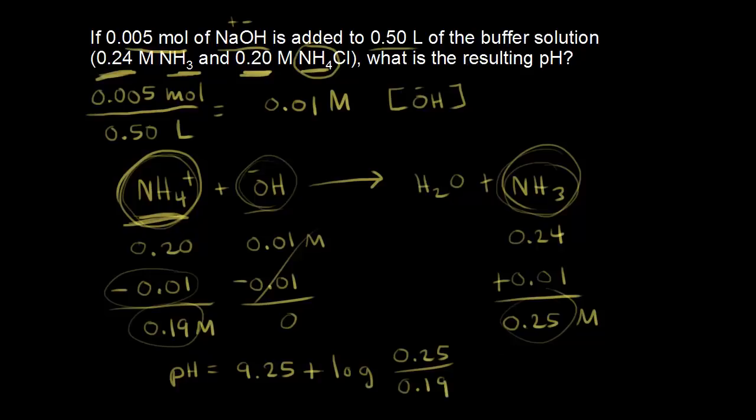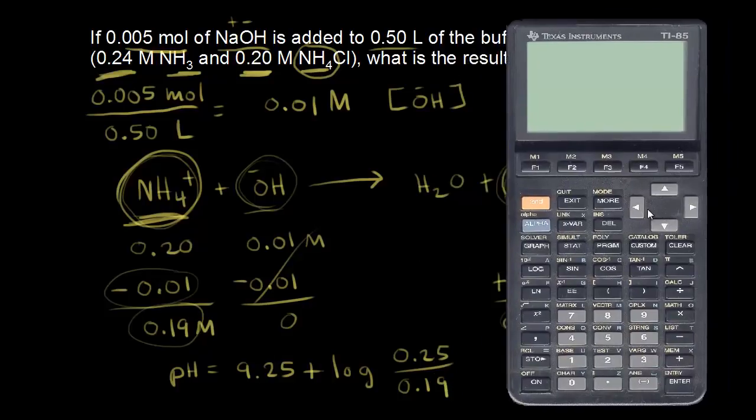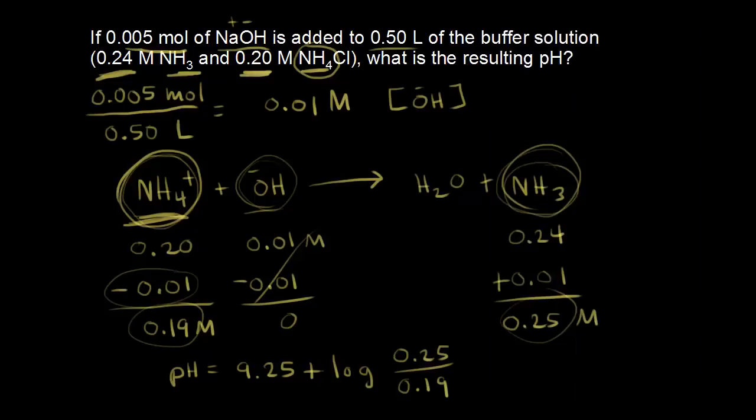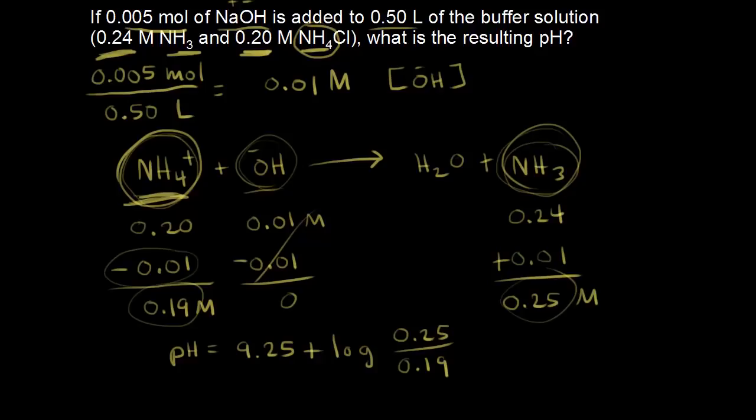So if we do that math, let's get out the calculator and do this calculation. Log of 0.25 divided by 0.19, and we get 0.12. So 9.25 plus 0.12 is equal to 9.37. Right, so let's get a little bit more room down here, and we're done. The pH is equal to 9.25 plus 0.12, which is equal to 9.37.